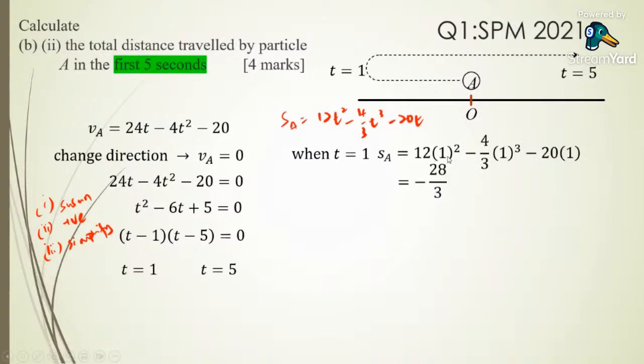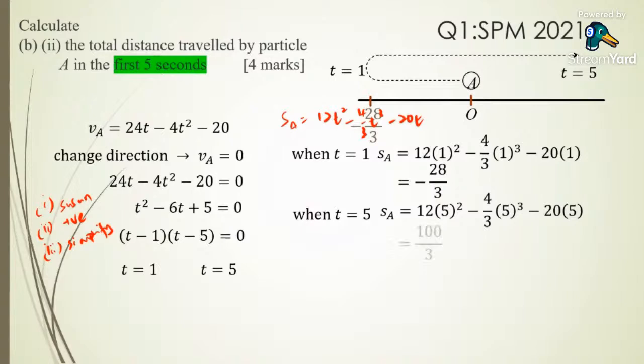Substitute only. The value should be negative 28/3. Di mana negative 28/3? Kat situ. Alamak, dia duduk kat dalam tu. Okay, nampak. Okay. When t equals to 5, we substitute with 5 into the displacement function, then we will get 100/3. Where is 100/3? 100/3 is over there.